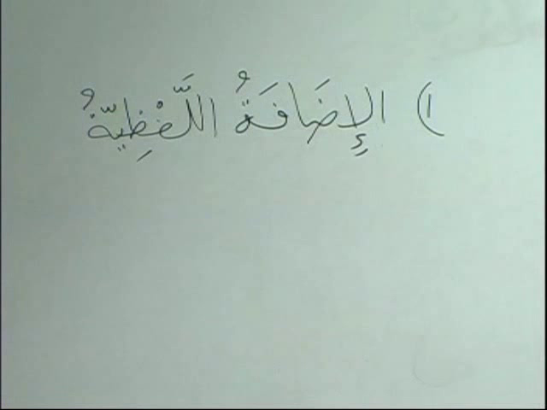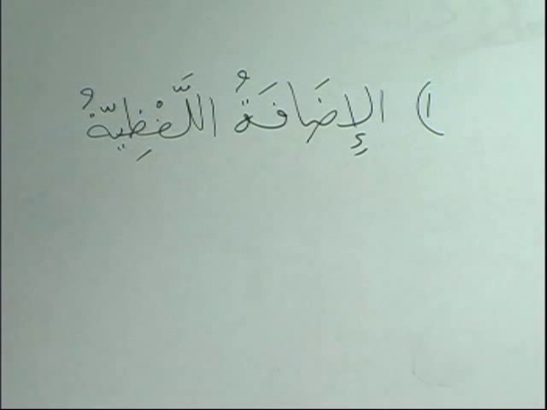الإضافة which we have learned, for example, كتاب المدرسي is مضاف مضاف إليه. And this construction is called الإضافة. يد الطفل, the hand of the child. كتاب الله, Allah's book. It's called إضافة. So إضافة is of two kinds. The إضافة that you have learned before is called الإضافة المعنوية.